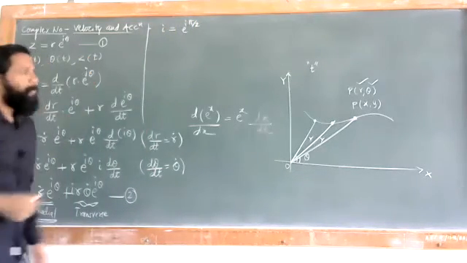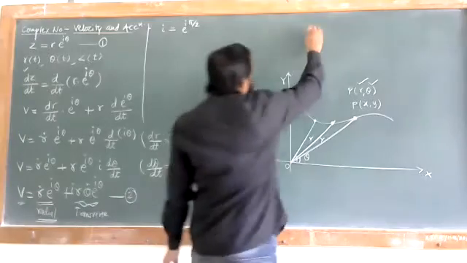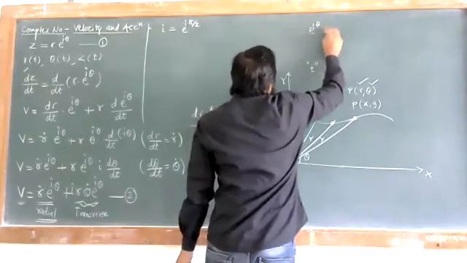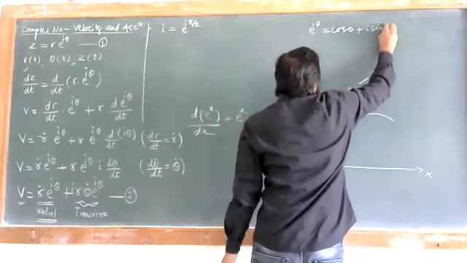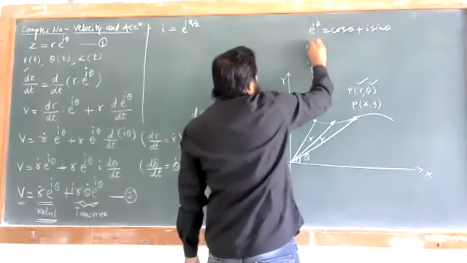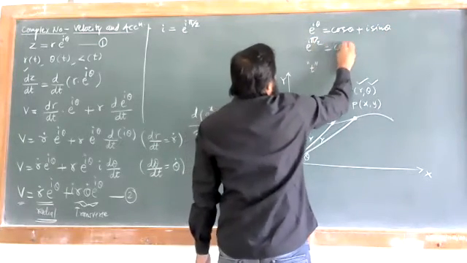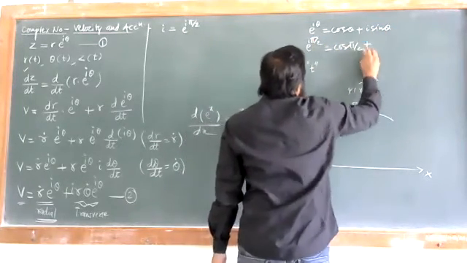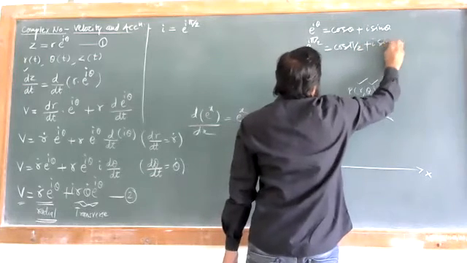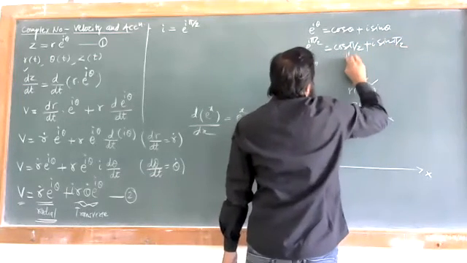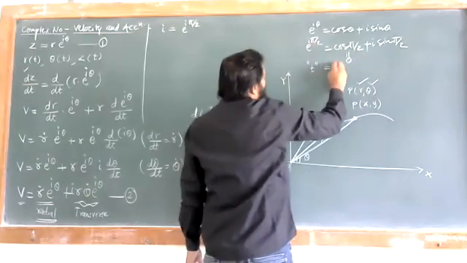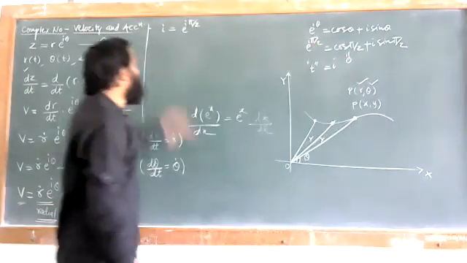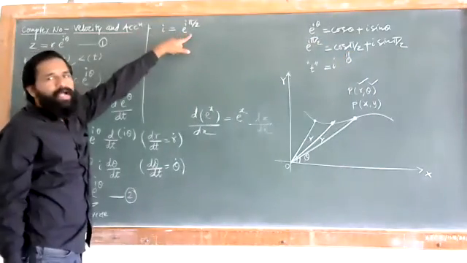Everyone please note this. What is e raised to I theta? Euler's formula: that is nothing but cos theta plus I sin theta. So what can you write for e raised to I times pi by 2? That is cos of pi by 2 plus I sin pi by 2. Cos pi by 2 is 0 and sin pi by 2 is 1, so e raised to I times pi by 2 comes out to be I. So I is nothing but e raised to I times pi by 2.